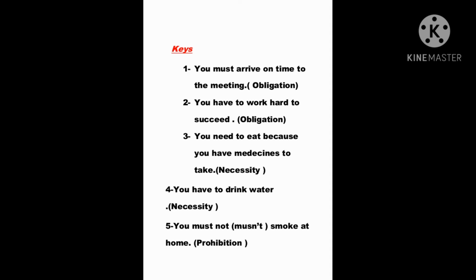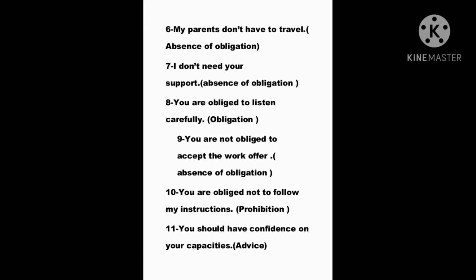You must not or you mustn't smoke at home. Here it's prohibition. So if you smoke at home, you will be punished. So you don't do the action. Don't smoke at home. You must not smoke at home. Prohibition. My parents don't have to travel. Here it's absence of obligation. Don't have to travel. Okay? So absence of obligation. So they are not obliged to travel.